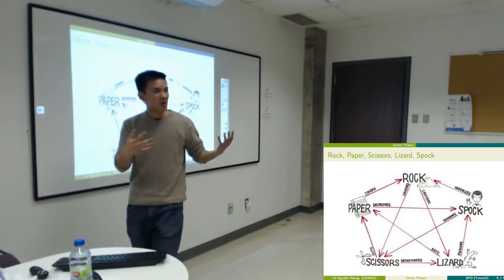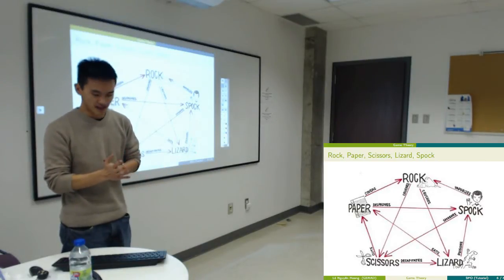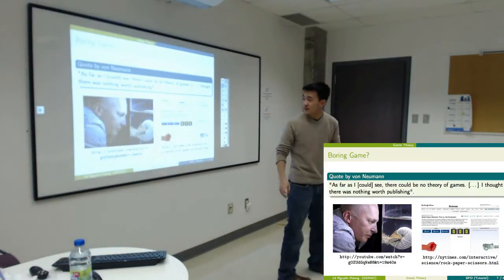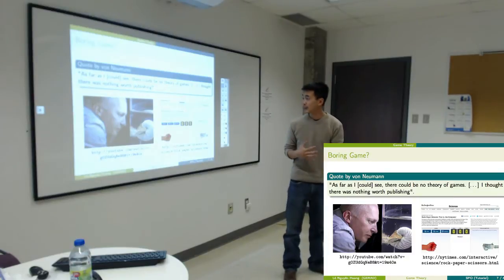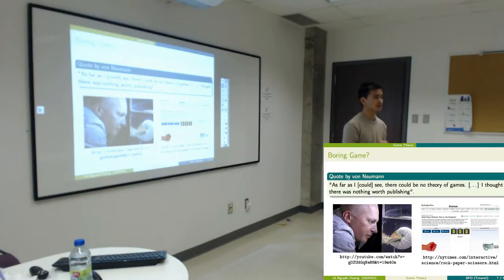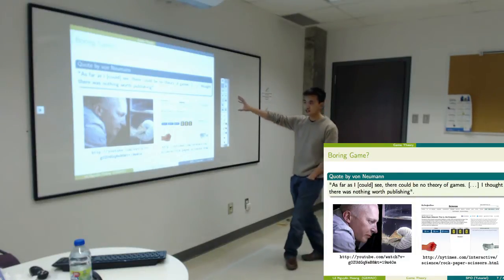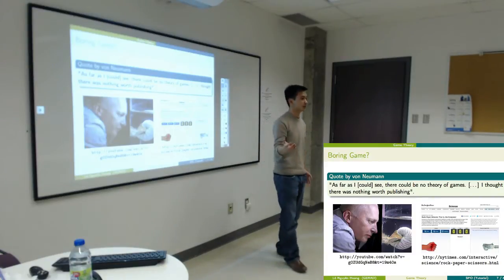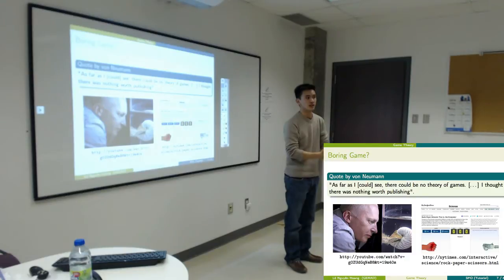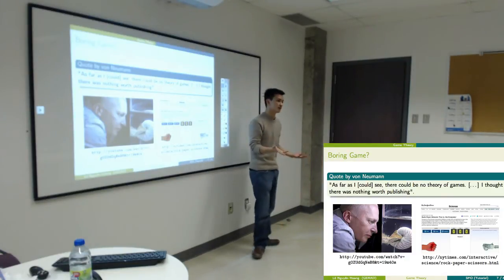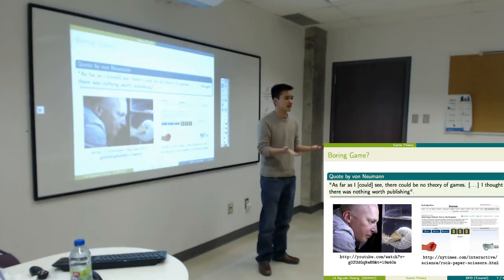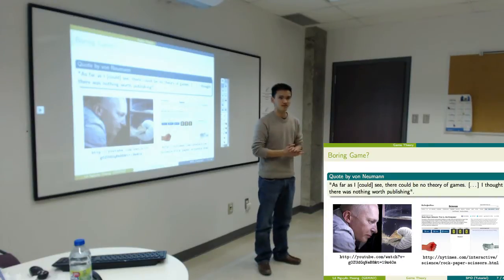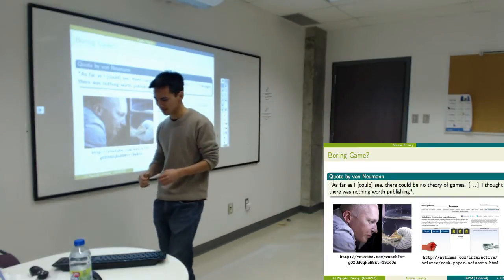So there's no best action to play, really. And this is quite troubling. Von Neumann famously said that, as far as I could see, there could be no theory of games. I thought there was nothing worth publishing. Okay? So you have to imagine that this is back when game theory was not invented yet. And this is the founder of game theory talking about game theory before actually inventing it. And it really seems that there's nothing to say, because there's no best action. Your action depends on what the other does, and what the other does depends on what you do. So a priori there's nothing to say.